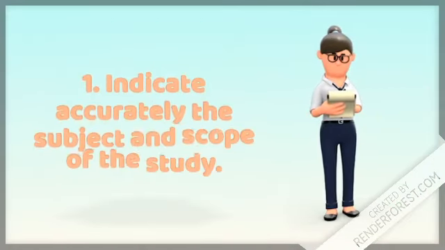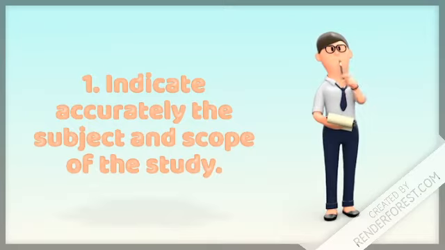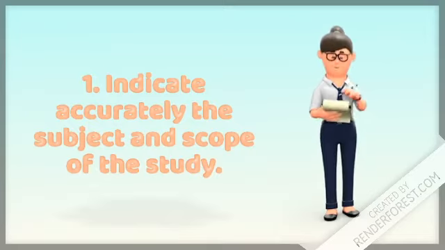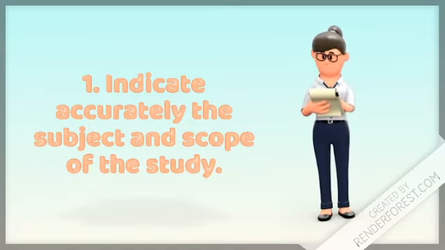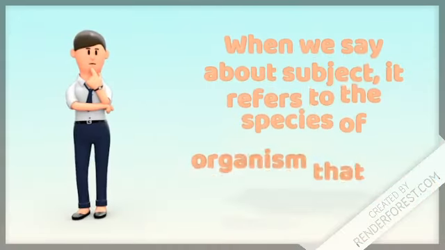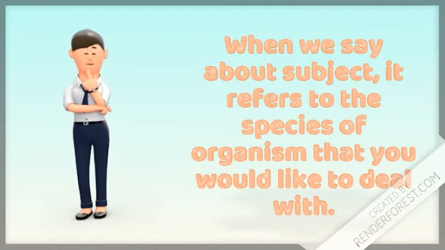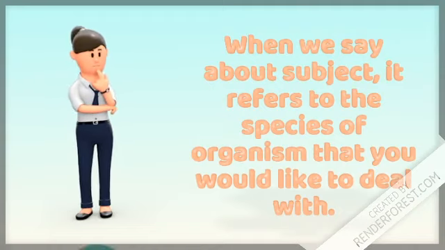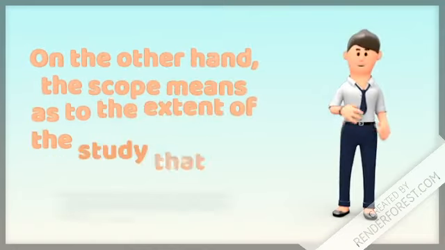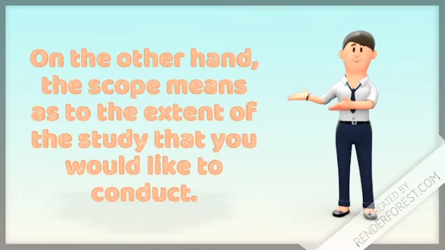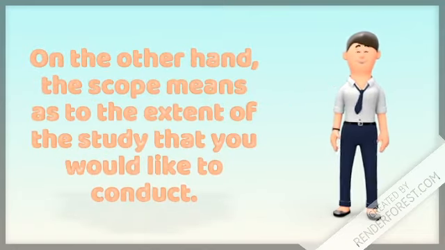1. Indicate accurately the subject and scope of the study. When we say subject, it refers to the species of organism that you would like to deal with. On the other hand, the scope means the extent of the study that you would like to conduct.